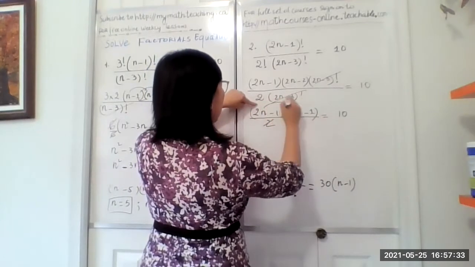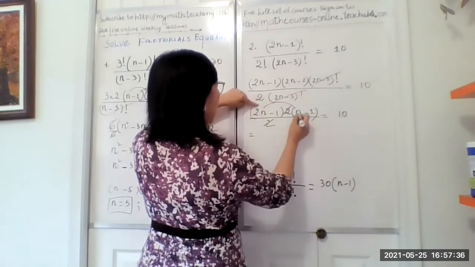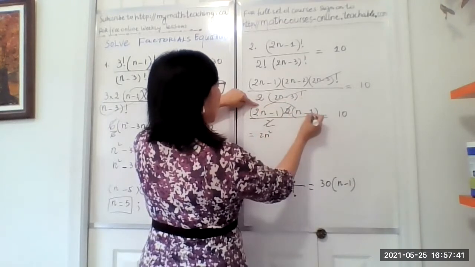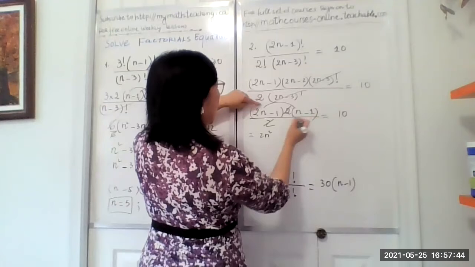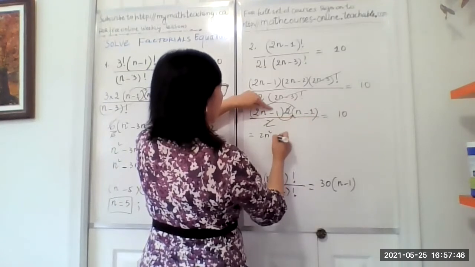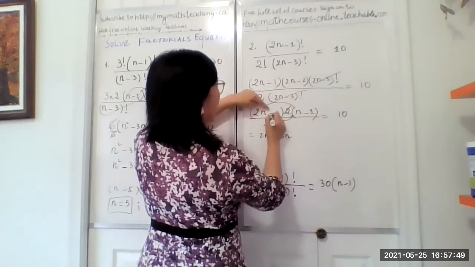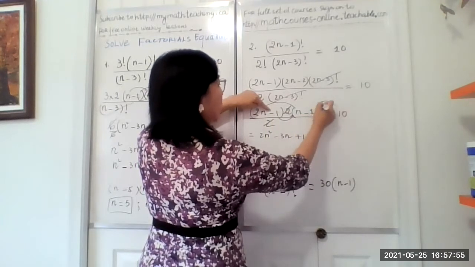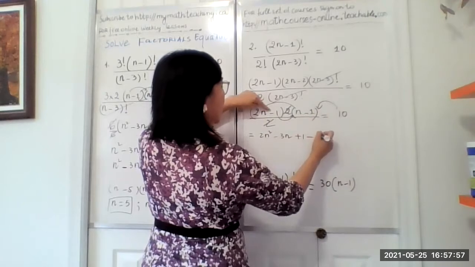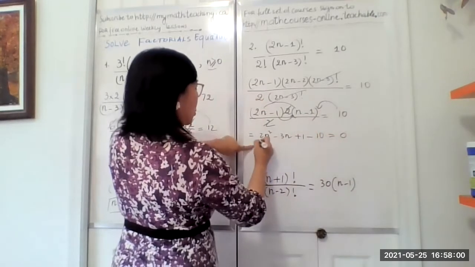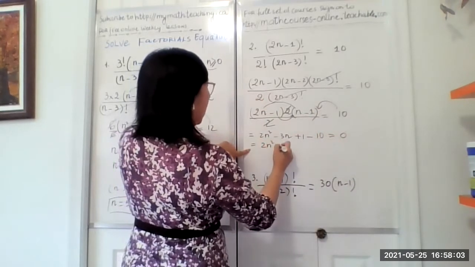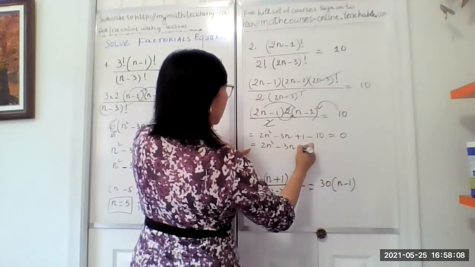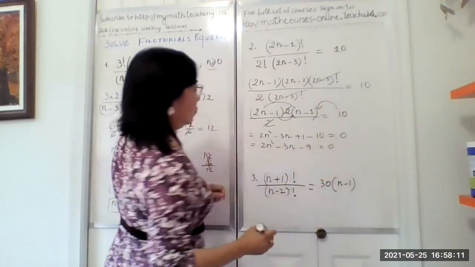Let's multiply this term together. So I will have 2n times n is 2n squared. 2n times minus 1 is minus 2n. And minus 1n will be minus 3n. And the last term, minus 1 times minus 1 is plus 1. And I'm going to move the 10 over. So it will be minus 10 equals 0. So this will become 2n squared minus 3n plus 1 minus 10, which is minus 9, equals 0.